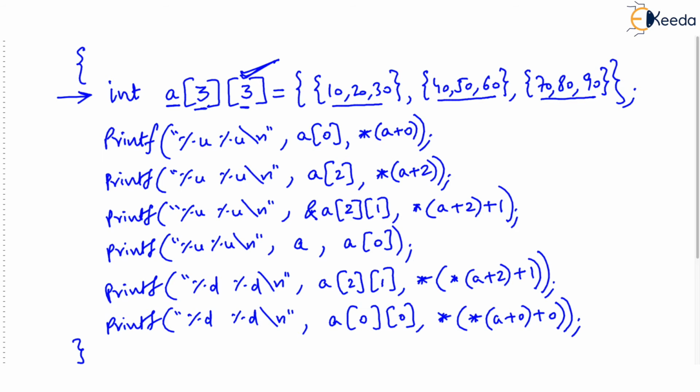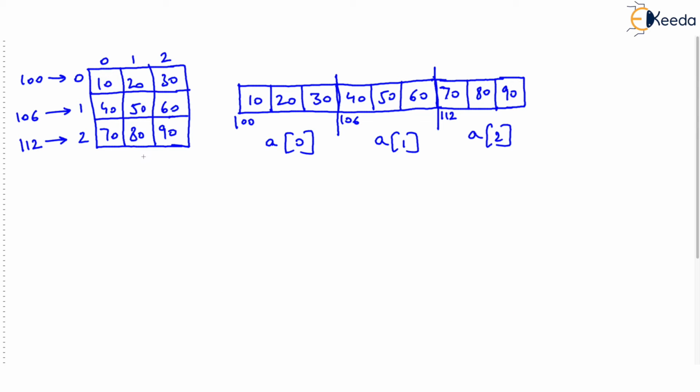Just check. On paper we can show this as a matrix that has 0, 1, 2 rows and 0, 1, 2 columns, storing the values as shown from 10 to 90. Now I have assumed that row 0 starts at address 100. So obviously if row 0 starts at address 100, then row 1 will start at address 106. Why? Because as usual we are going to assume that every integer consumes 2 bytes.